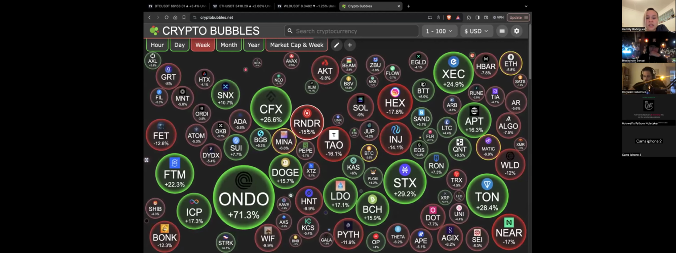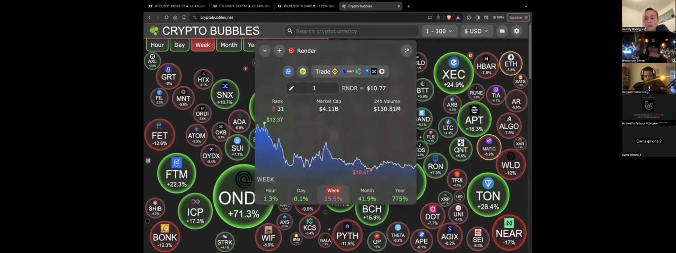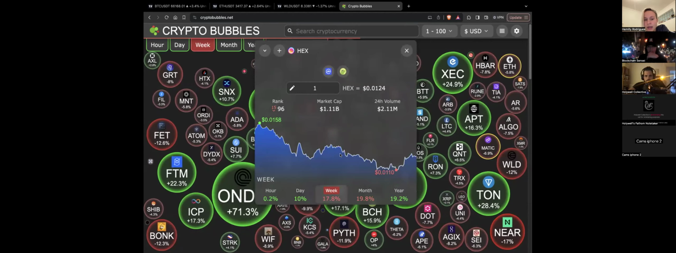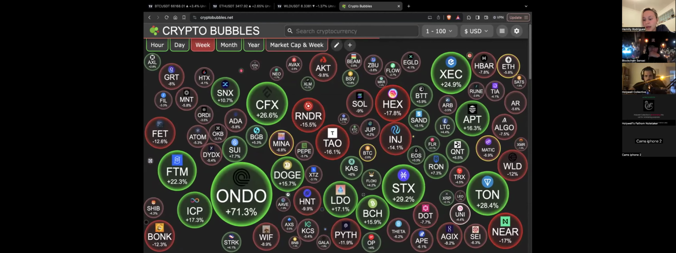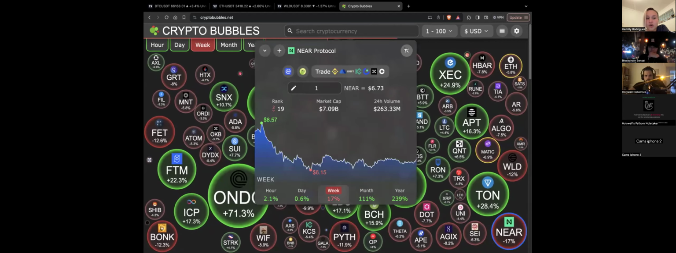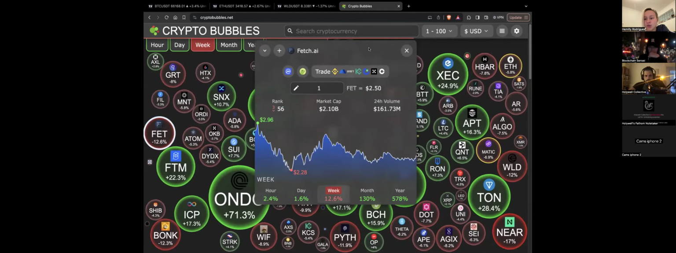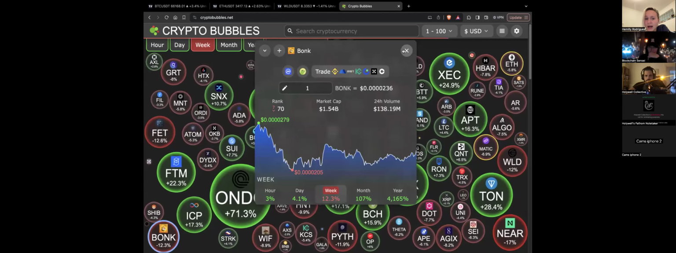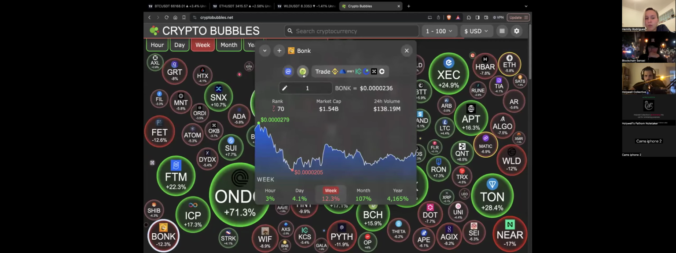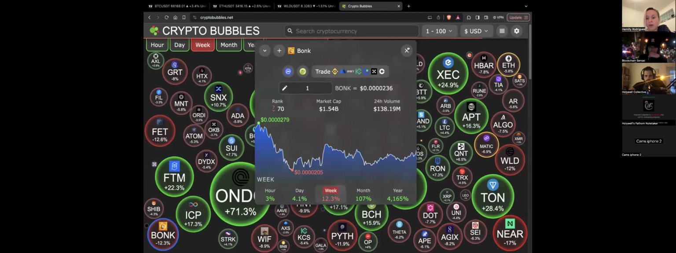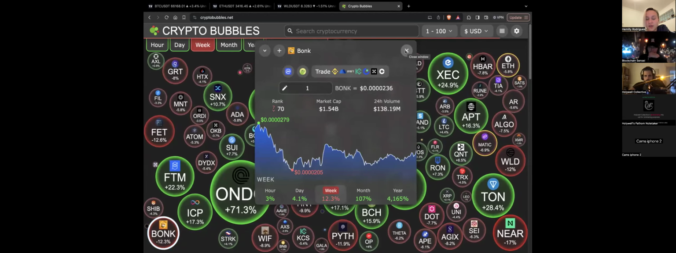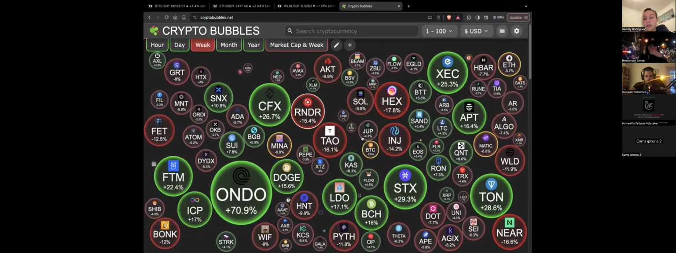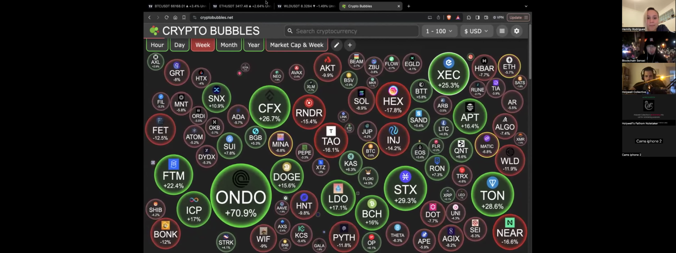Whatever is really down, like Render 15% down, Tau and Hex 17% down, you just got to be a little bit patient on it. Near Protocol, Fat AI, which is also an interesting project. Bonk 12% down. And remember, this thing pumps really, really hard, so 12% down is nothing compared to how it's moving. Whatever is really down today is an interesting trade to be taken this week.